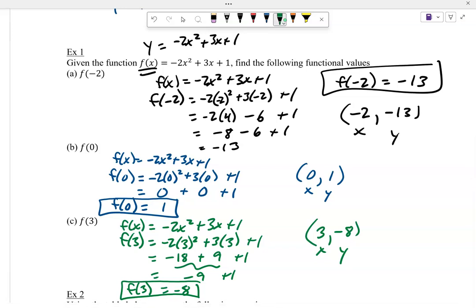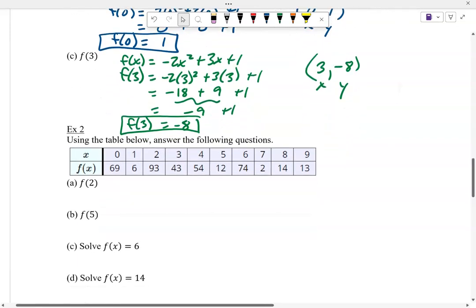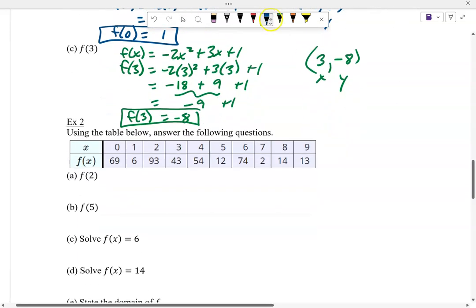Now, there's different ways to ask this besides just with an equation. We could give you a table of values. So here's a table of values. Here's our x. Here's our y. In other words, our f of x. So if we have an input of 0, it outputs 69. If I have an input of 1, it outputs a 6, and so on. We just don't have the actual equation. But we can answer questions for it.